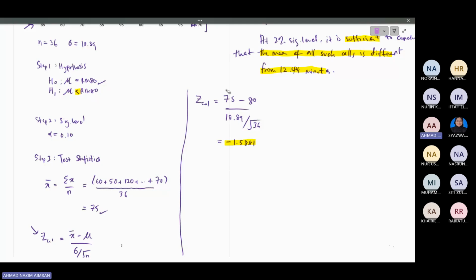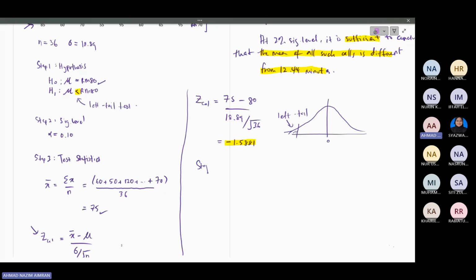Because we are testing the hypothesis at the left side of the Z distribution, this is a left tail test. All right, so now you have calculated the Z calculated.